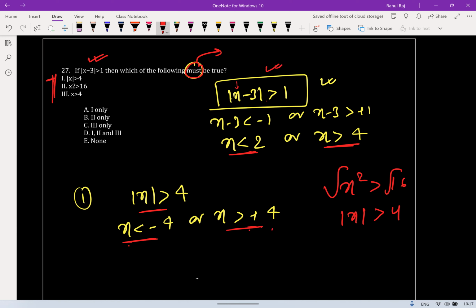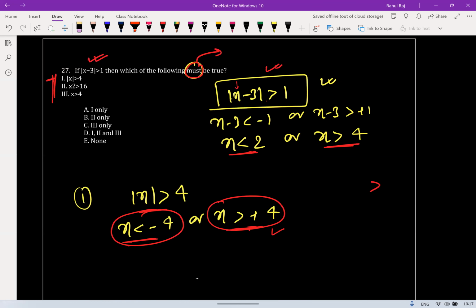Or take any value of x greater than 4, put it over here, mod of x minus 3 is greater than 1. But in these values, we are not able to consider x is equal to 1. For x is equal to 1 also, mod of x minus 3 is greater than 1. But x is equal to 1 is not coming in the values that you have considered. So I won't say it must be true. It cannot be true, because mod of x minus 3 is also greater than 1 for x is equal to 1, which you are not considering.